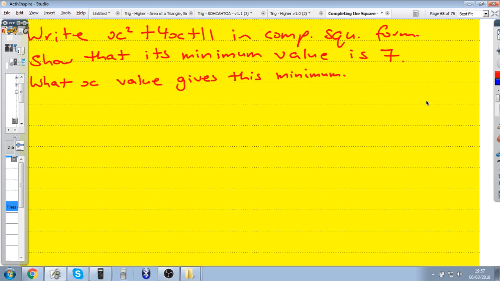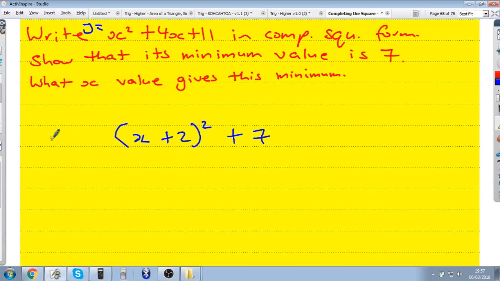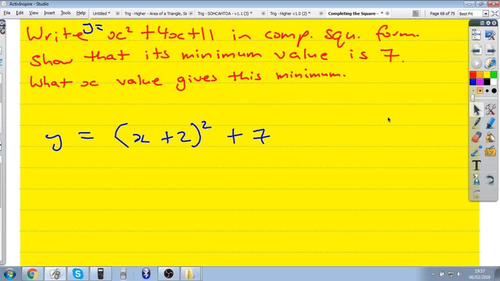I think you're okay. So in completed square form, x plus 2 squared minus 4 plus 11, that's plus 7? Okay, so if this was y equals this thing up here, and then down here, y equals, we wrote the same thing in a similar form.